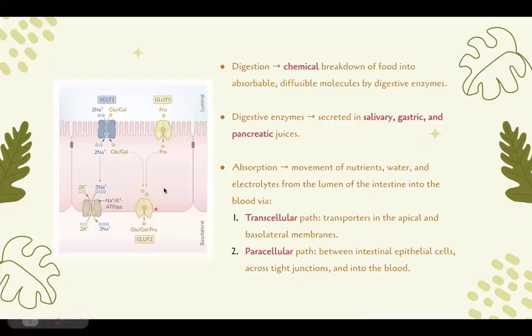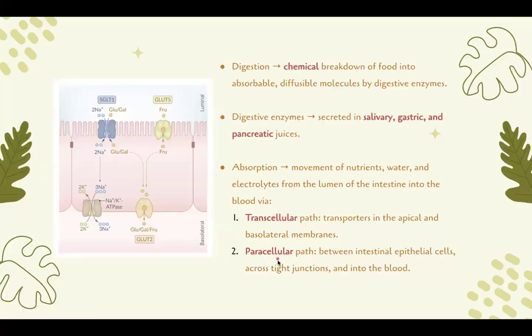Okay, and absorption can be via two pathways. First is the transcellular pathway, which is basically transporting them across the cells. And so for this, we use transporters on the apical side and on the basolateral side. Don't worry about these. We will see them again halfway through the lecture. But I just want you to know the general idea of transcellular absorption is through the cell.